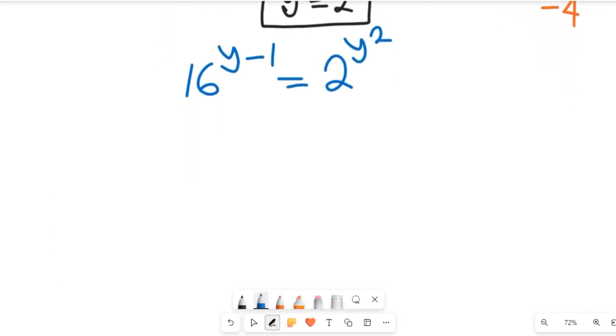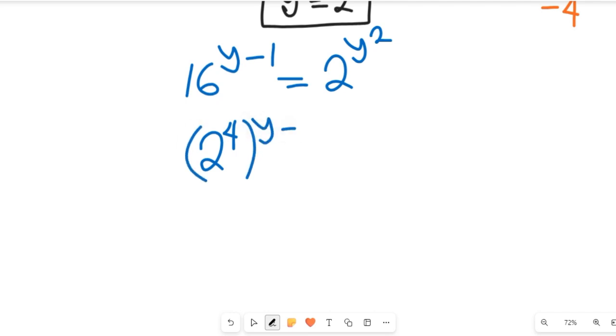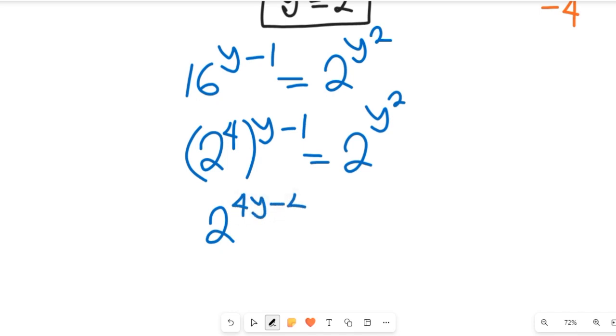If we use the second method, remember, we have 2 to the power of 4 to be equal to 16. So that will give us 2 to the power of 4 all multiplied by y minus 1, and this will be equal to 2 to the power of y squared. Now remember, this is going to give us the exponent to multiply, so this is going to give us 2 to the power of 4y minus 4, and this is equal to 2 to the power of y squared.